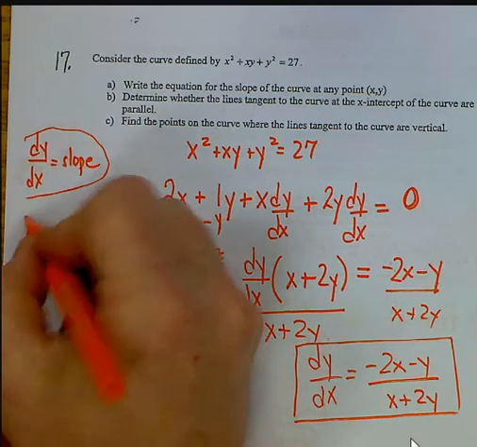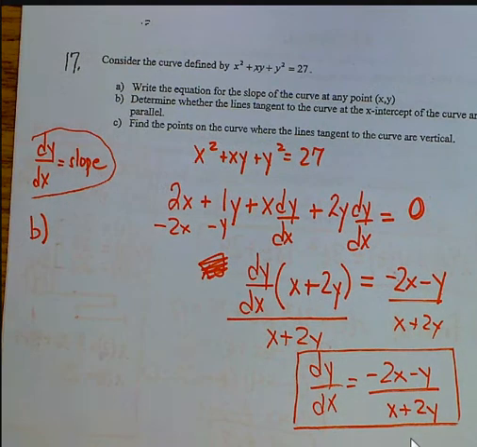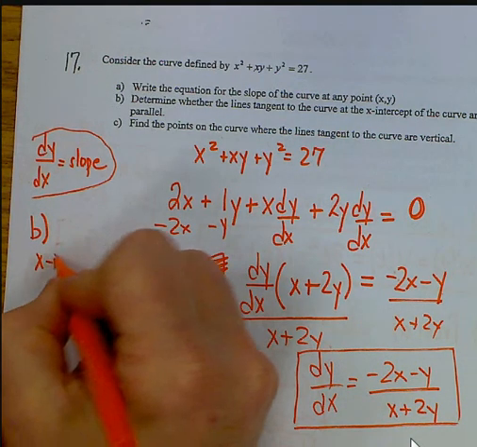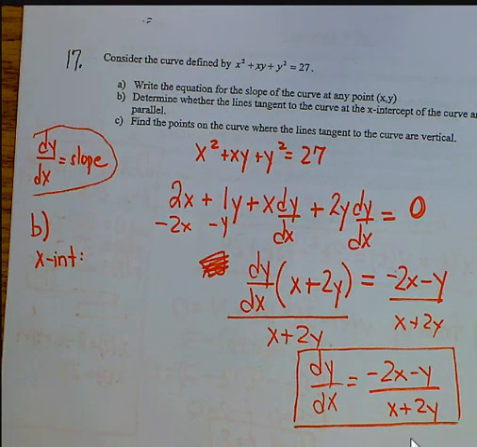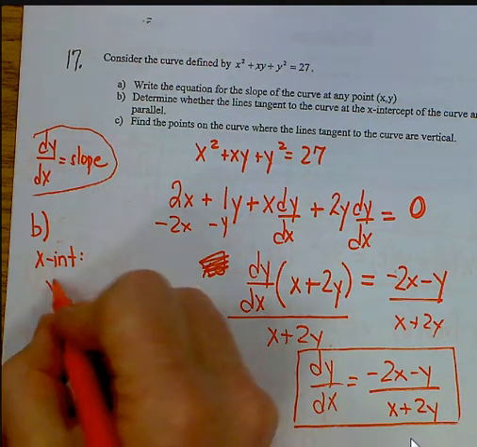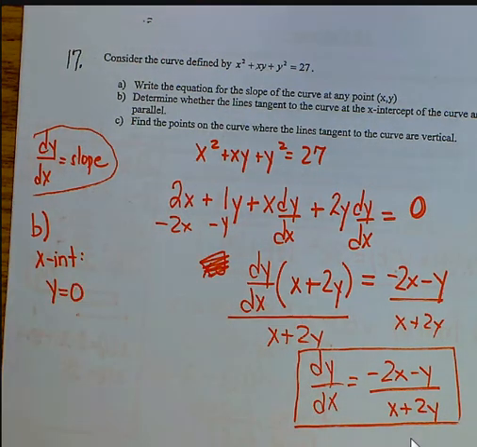All right, part B. It says determine whether the lines tangent to the curve at the x-intercepts of the curve are parallel. Okay, so we have to first talk about x-intercept. How do we find an x-intercept? Good, we're going to let y equal 0.